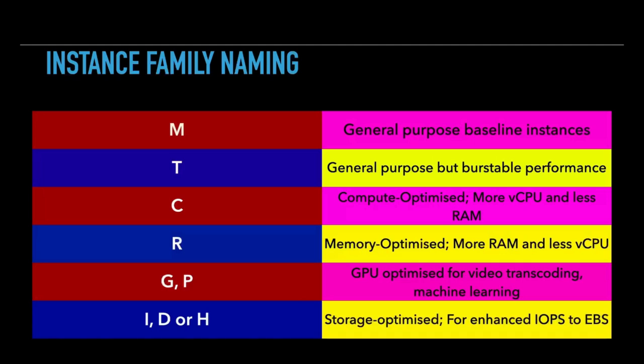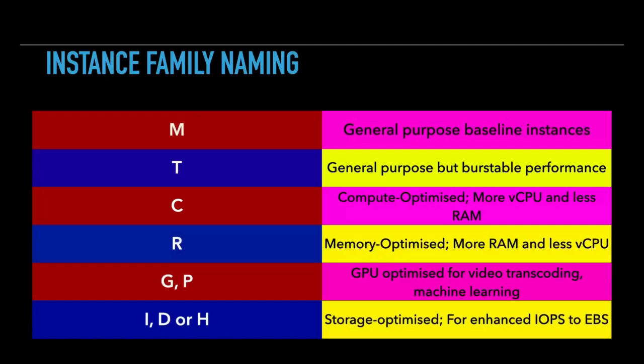If it starts with C, it's compute optimized. That just means it probably has more vCPUs and probably less RAM than maybe a general purpose instance. If it starts with an R, that generally means it's memory optimized. In other words, it has more RAM and less vCPU.